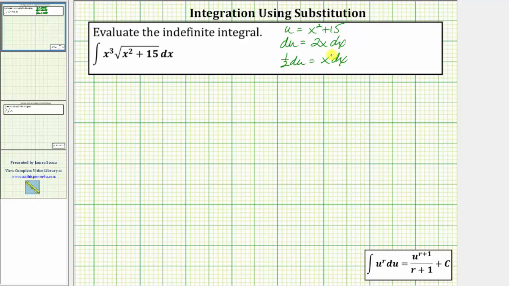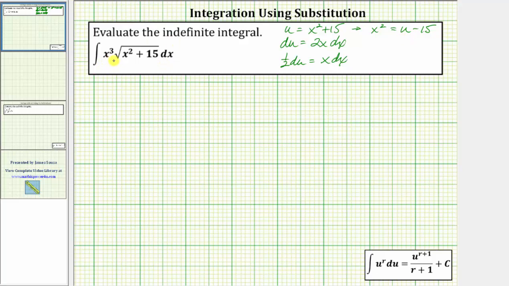Now looking back at the integral, we might be thinking, this doesn't work either because, again, we have x cubed dx, not x dx. But if we look back at this first equation, u equals x squared plus 15, if we solve this for x squared, we can use the new equation and this last equation to perform u substitution. So to solve for x squared, we subtract 15 on both sides, giving us x squared equals u minus 15. So again, now we'll use this first equation and this last equation to perform substitution for x cubed dx.